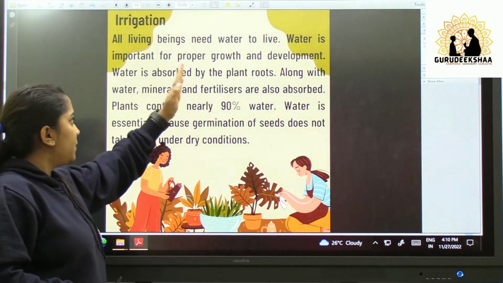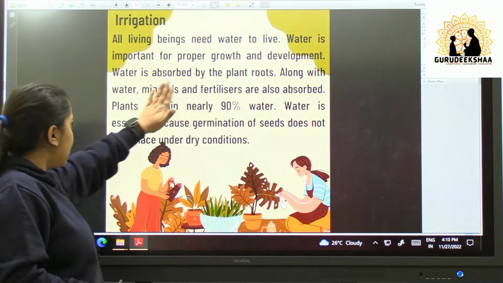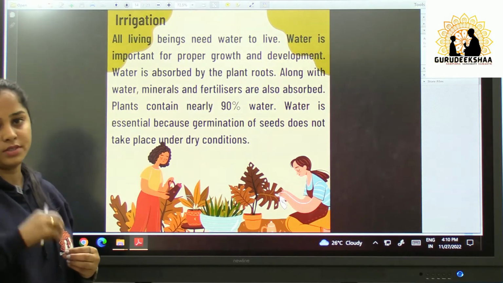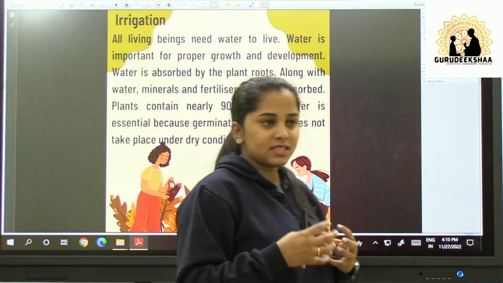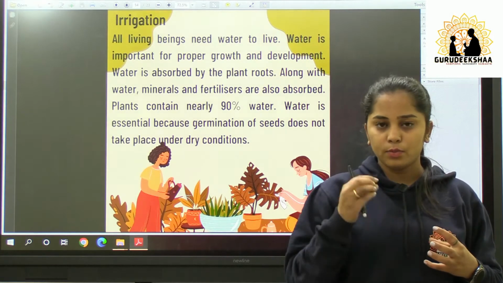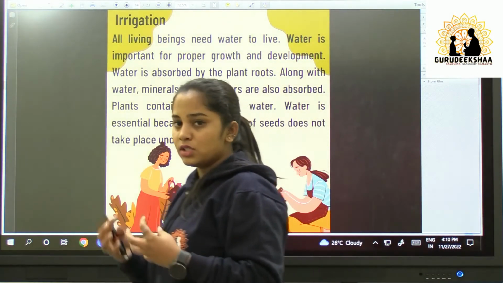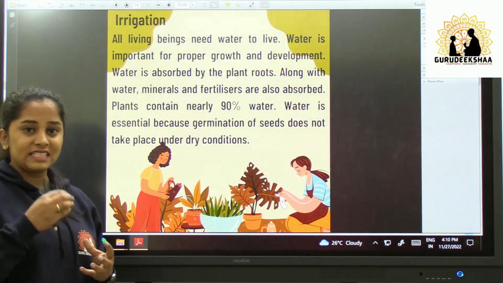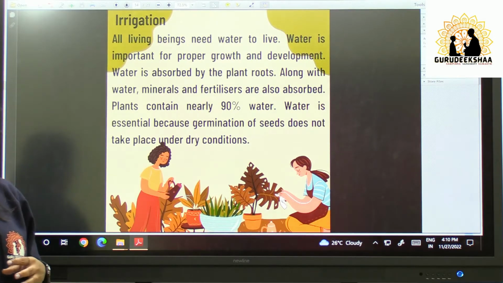Water is important for the proper growth and development. Water is absorbed by the plant roots. How will the plants get the water? Is it that we are pouring on the plants? No. What we are pouring goes into the soil, which goes deep down to the root, which again provides the water to the entire plant, right?